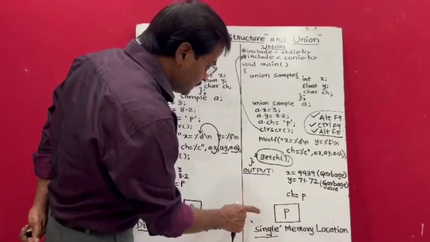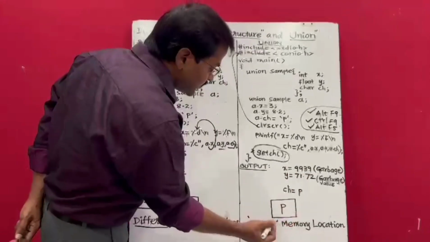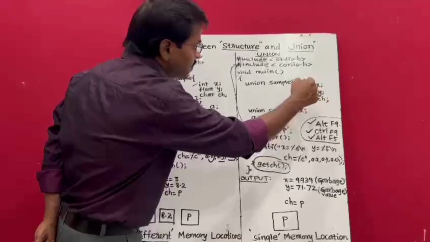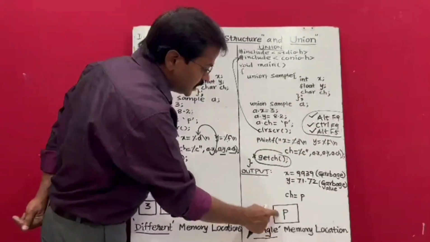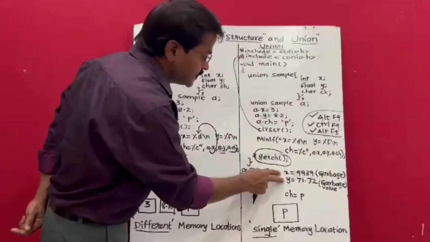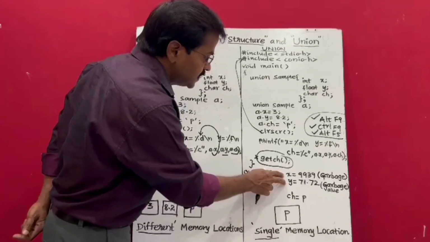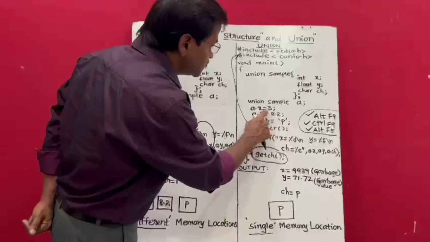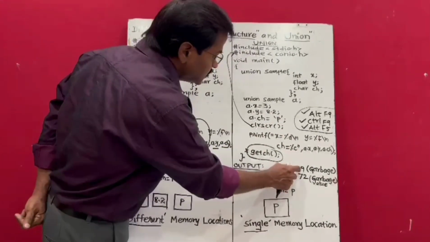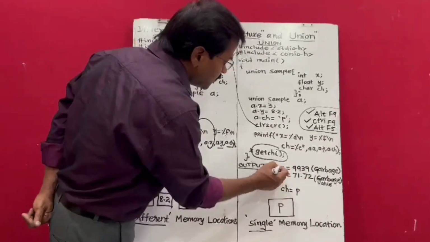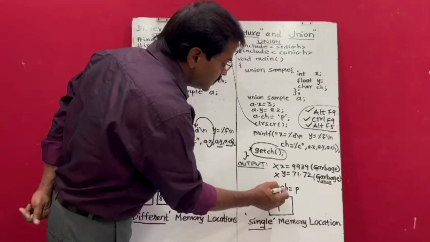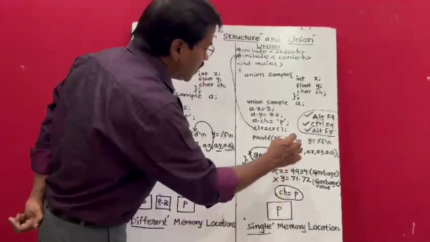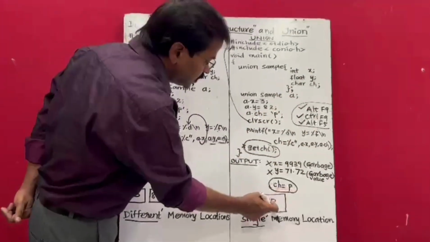Here all these variables will share a single location. The remaining values will be displayed, but they are undefined values; we didn't give these values. We gave different values, 3 and 8.2, but here 9939 and 71 are displayed. These two are undefined values. Only the recent value will be displayed properly. So all the members will share a single location.